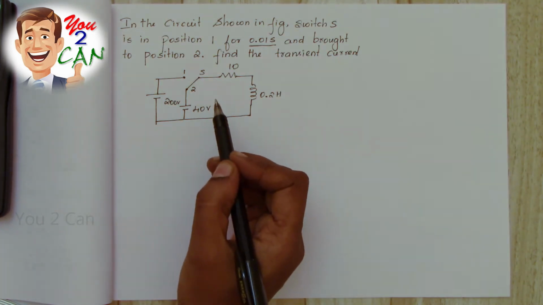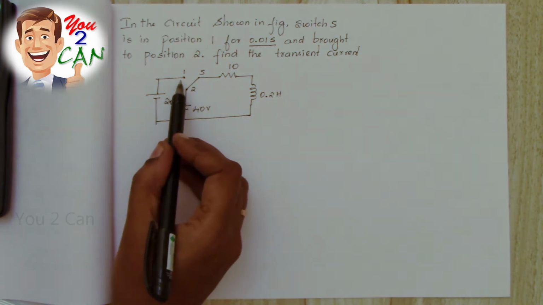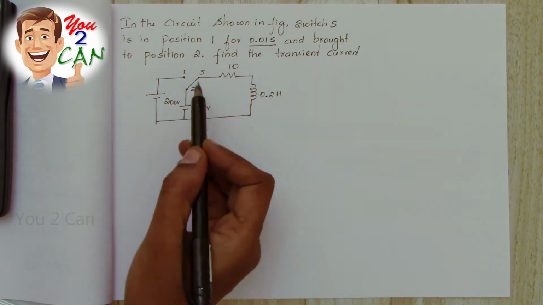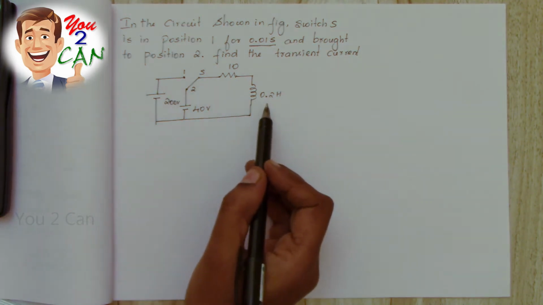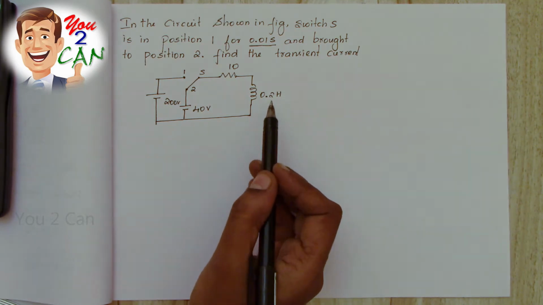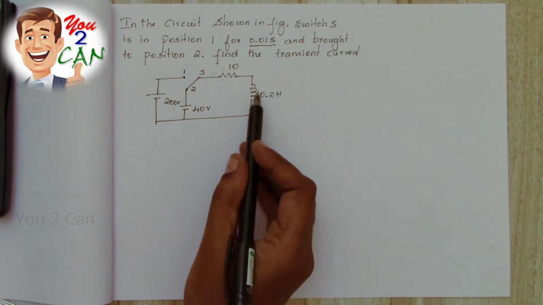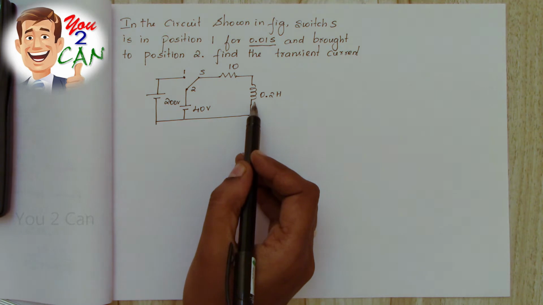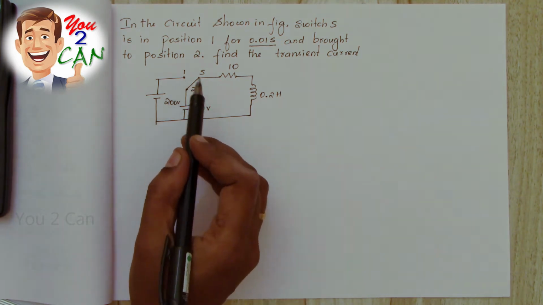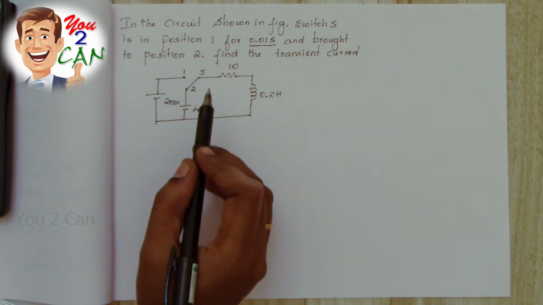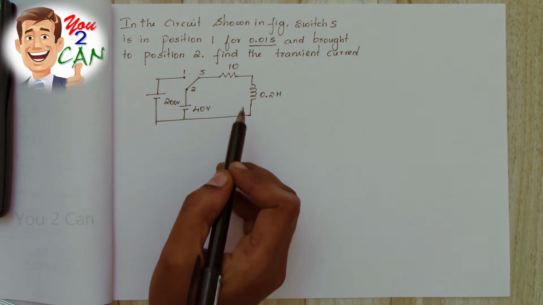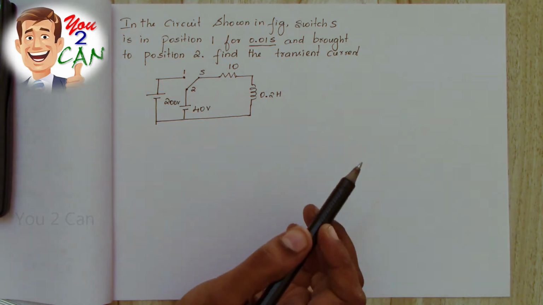Previously the switch is in position 1 for 0.01 seconds. That will be the current through the inductor, which is the initial condition of the inductor. Remember this. Then you have to transfer the switch to the second position and find the transient current with the previous initial condition. That is the procedure.